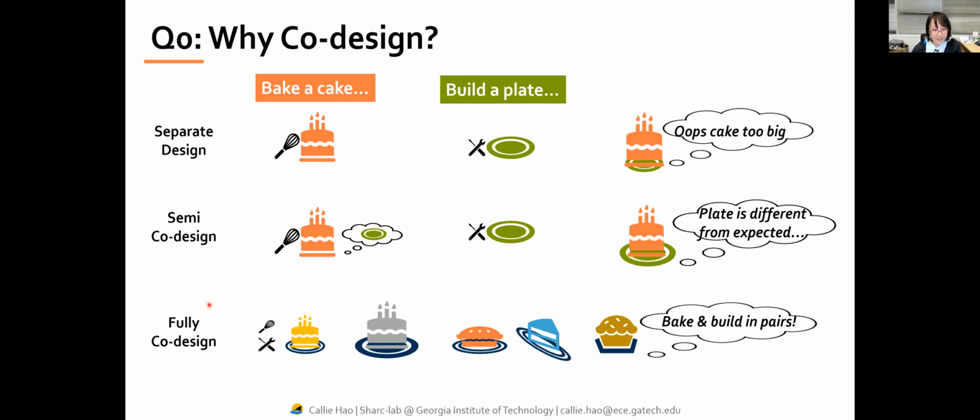Well, what do we have best? The best scenario is a fully co-design. So fully co-design means now we're not baking the cake first and then building the plate. Now we are baking and building them in pairs. So we bake a cake, and at the same time, the plate is already there. So in this scenario, we bake and build in pairs so that they always perfectly fit with each other. So this is the fully co-design, and this is what we really want. In the later part of this tutorial, we will focus on this one: how can we achieve this fully co-design, with one example.